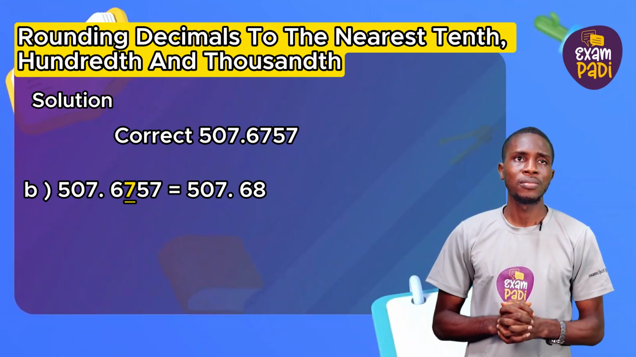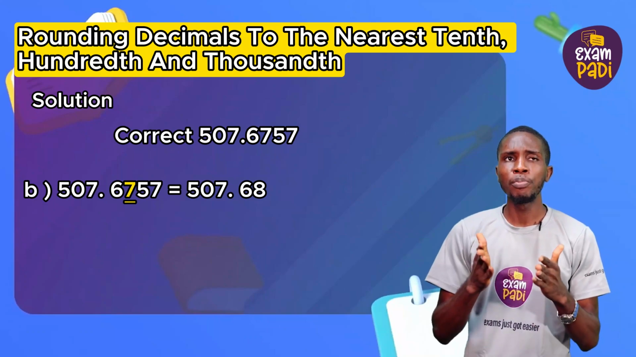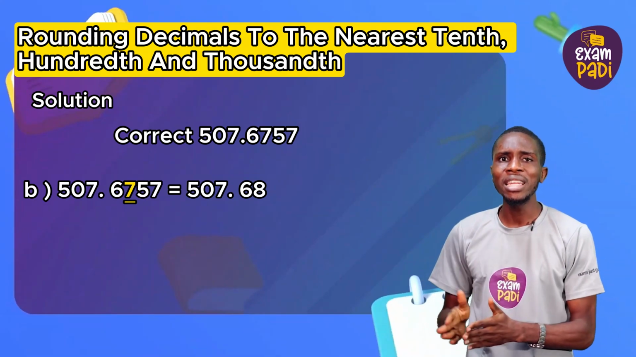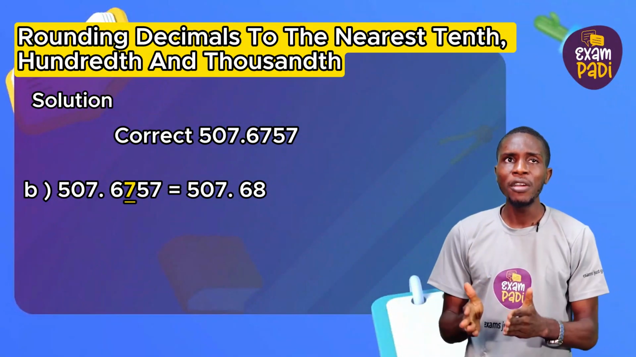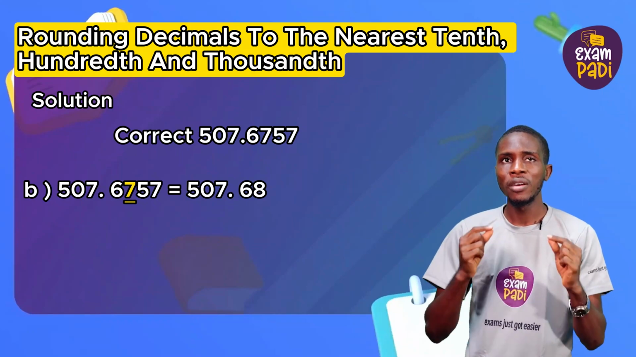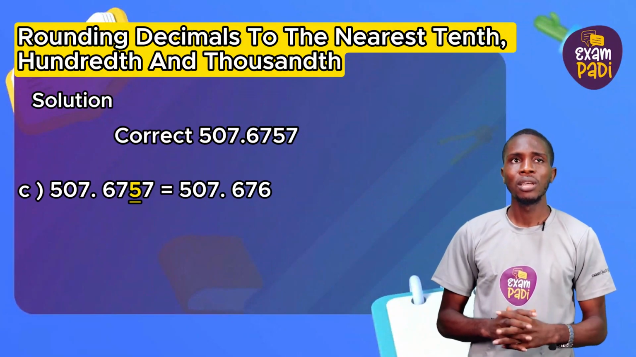507.6757 to the nearest hundredth. We find out that the hundredth position is the number 7, and the decider, which is the next number, is 5. That is, the 5 will be adding a 1 to the 7, and that gives us 507.68. C.